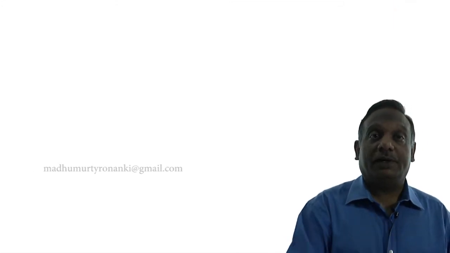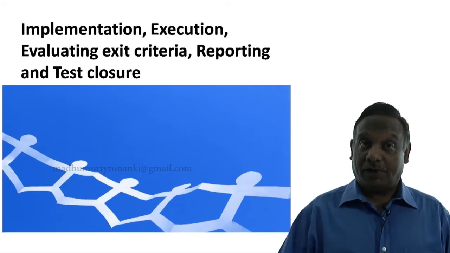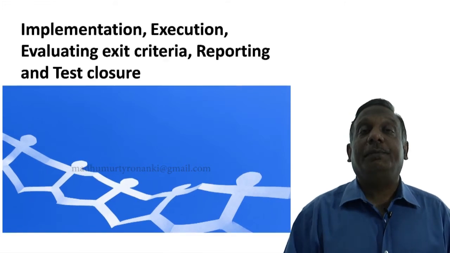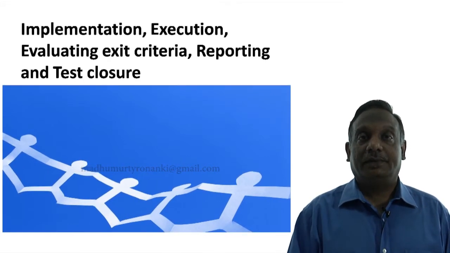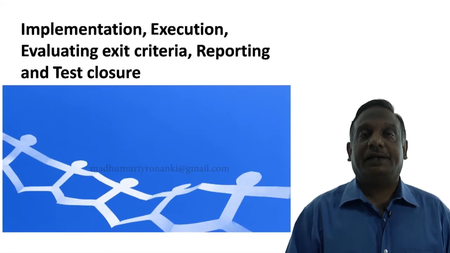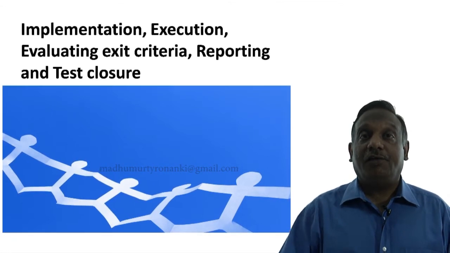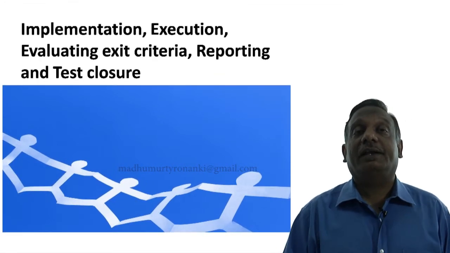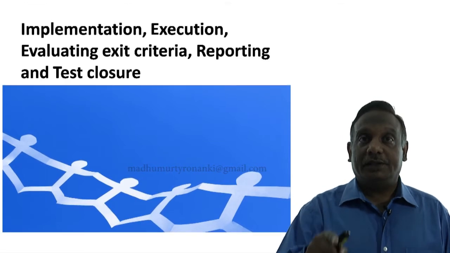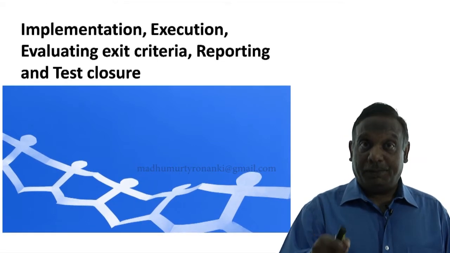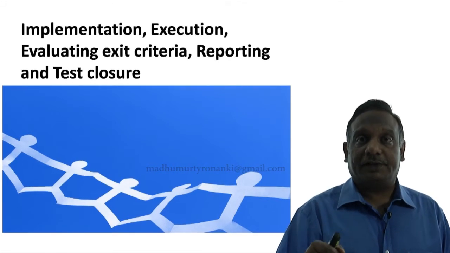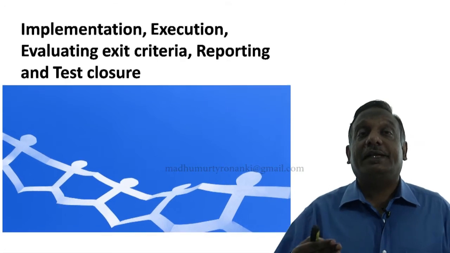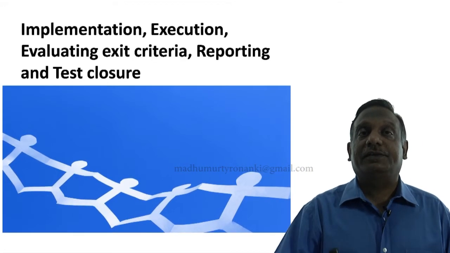So far, we have learnt about test planning and control, followed by test analysis and design. The rest of the three activities are test implementation and execution. That is our third activity. The fourth activity is evaluation of exit criteria and reporting, and the fifth and final activity is the test closure activity. So, in this lesson, let us talk about implementation and execution, evaluation of exit criteria and reporting, and test closure. So, what is test implementation and execution?